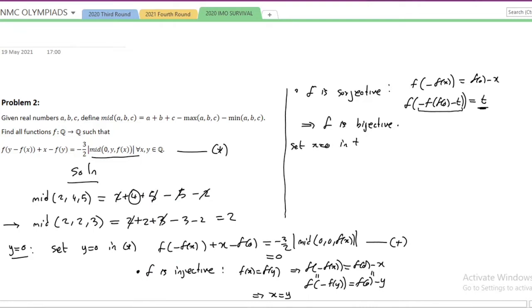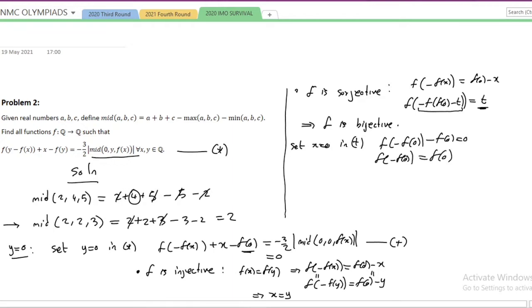Okay, so while we're doing this is an attempt to find out some relationship between f of 0 and other terms, and possibly to find what f of 0 will be. So that will simplify this bit here. Right, so we get f of minus f of 0 plus 0 minus f of 0 is 0. So this means f of minus f of 0 is equal to f of 0.